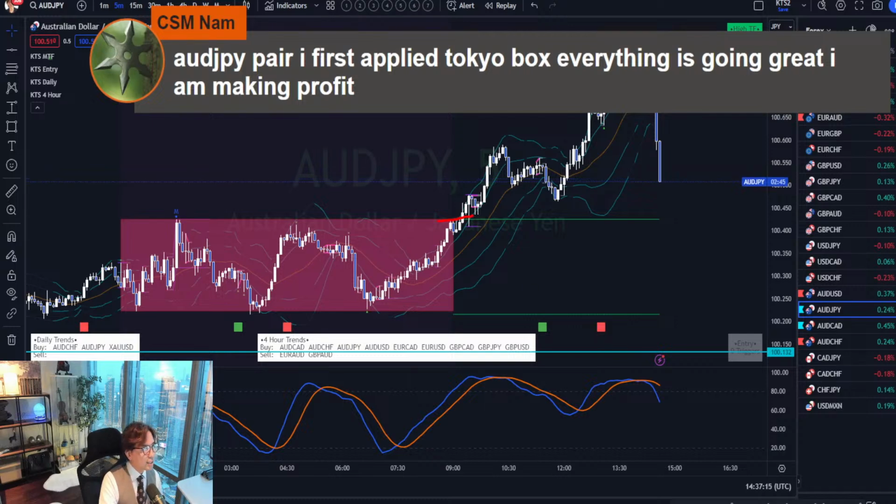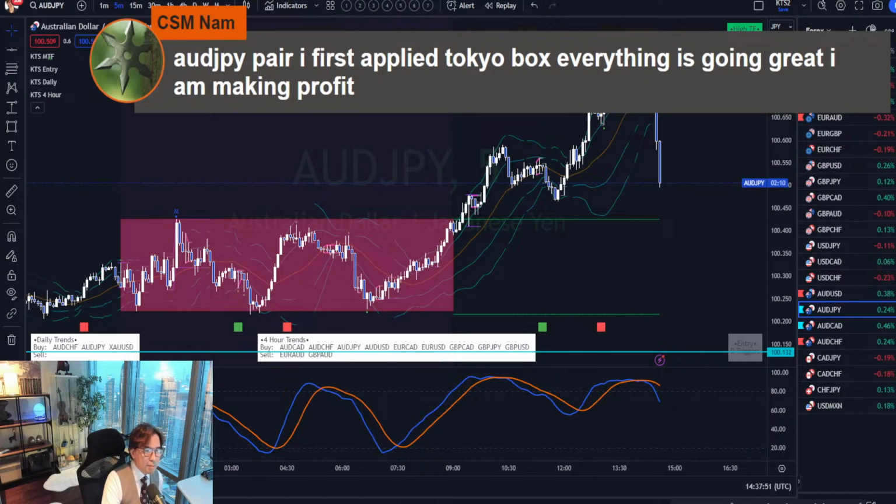So today, the Tokyo box breakout happened, and we saw that there are so many pairs trending bullish at the same time. So I think that was a good timing to use the Tokyo box breakout as well. The Tokyo box works by itself, but if you apply it with Ichimoku and some other confirmations, it works even better. But I'm so glad to hear that you're making profits now.